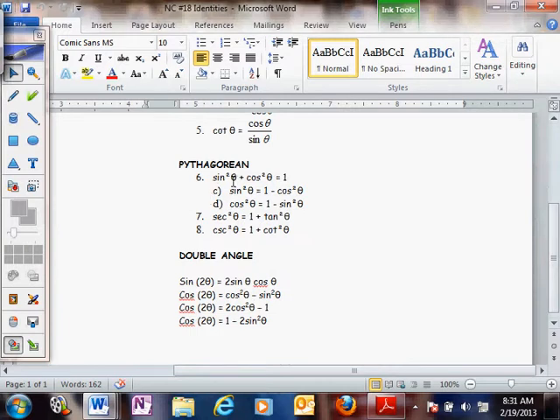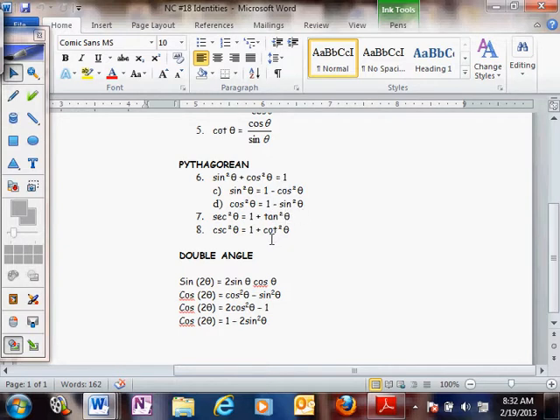We have sine squared plus cosine squared is equal to 1. And then we have these alternate forms where sine squared is equal to 1 minus cosine squared and cosine squared is equal to 1 minus sine squared. All I'm doing here is, from this first Pythagorean identity, I've isolated sine squared theta, which means I subtracted cosine squared theta from each side. And then here I isolated cosine squared theta, which means that I subtracted sine squared theta from each side.